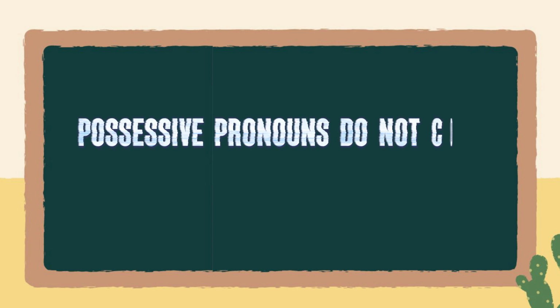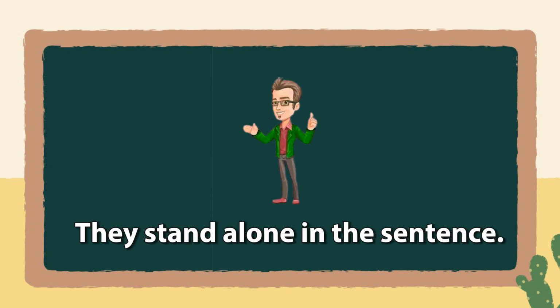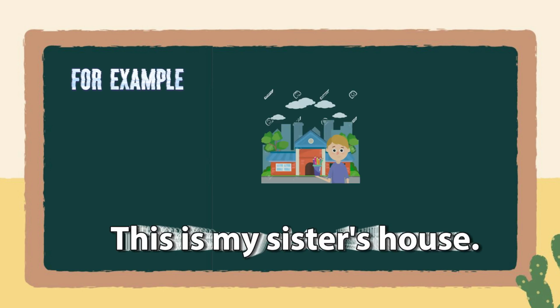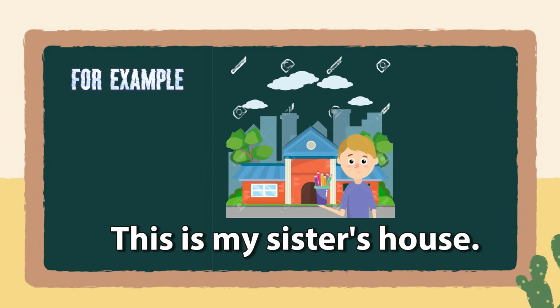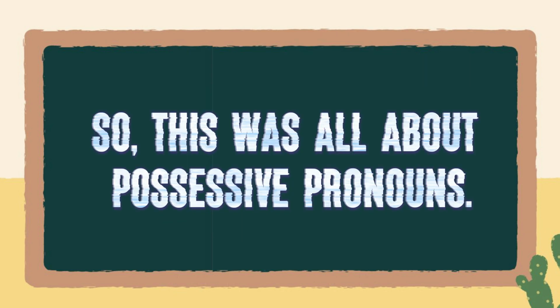Possessive pronouns do not come before a noun. They stand alone in the sentence. For example, this is my sister's house. This house is hers.